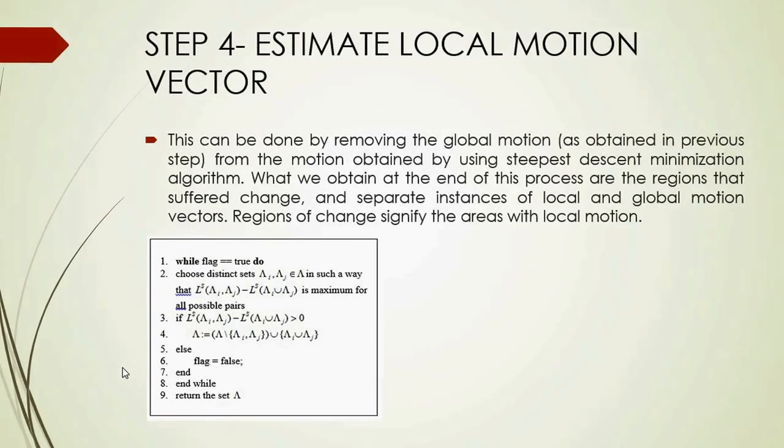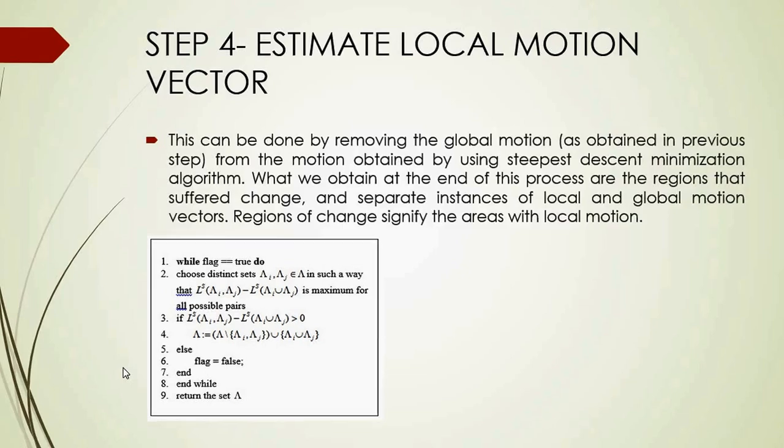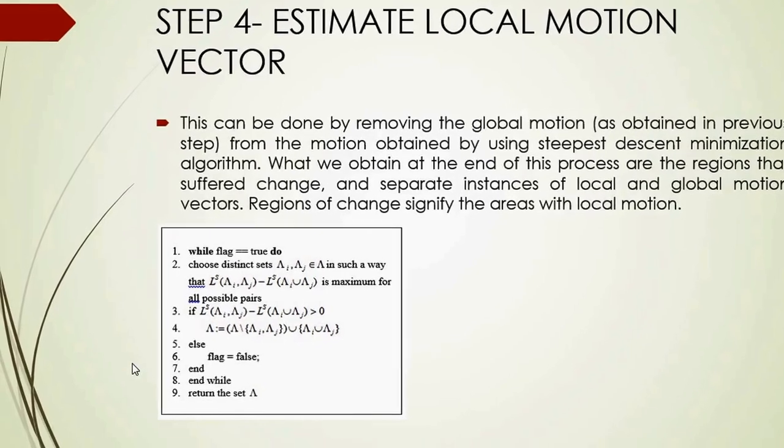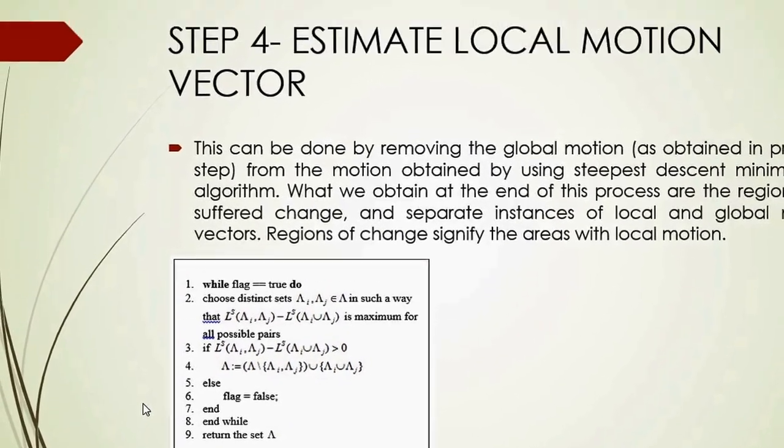Step 4 is estimating the local motion vector, that is, separating local motion from the global motion. That was basically our goal. This can be done by removing the global motion as we estimated in the previous step, and this is done by using the steepest descent minimization algorithm. What we obtain at the end of this process are the regions that suffered actual change and separate instances of local and global motion vectors. Regions of change signify the areas with local motion.